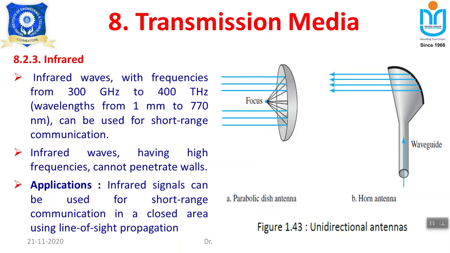Like we'll be having the direct line of sight, like our TV remote, right? There is a direct communication between our remote and TV. Is it not? It should cover a short area. The coverage area will be very less, right?